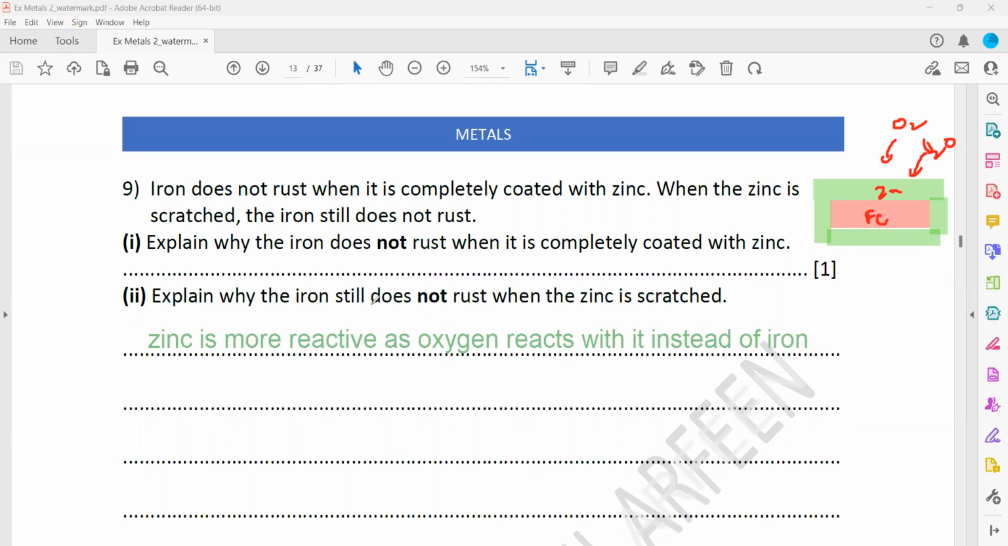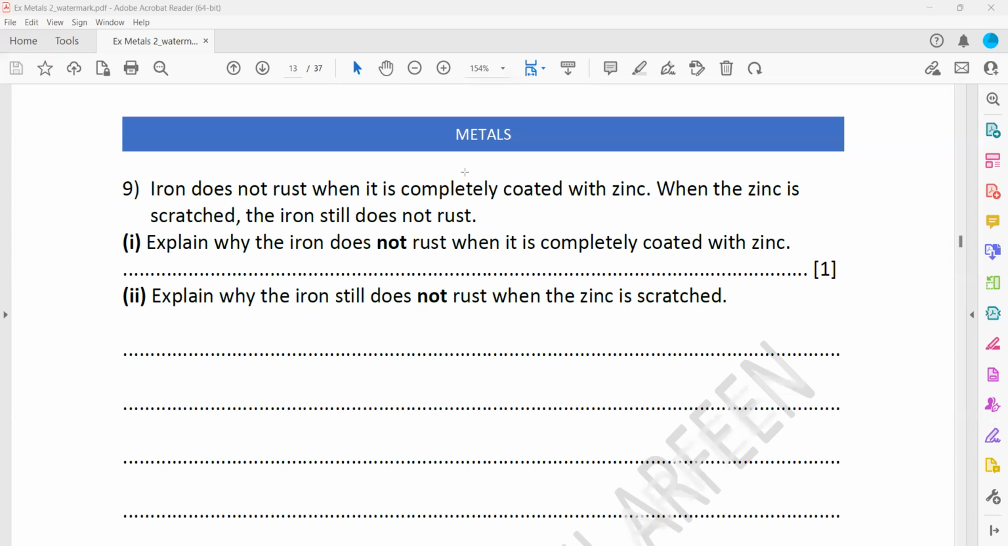So here we don't mention zinc is more reactive. Even if this was the same question, and they said iron does not rust when it is completely coated with copper, say this sentence was not there. So if iron does not rust when it is completely coated with copper, what is the reason for that? The reason is not about the reactivity. The reason is that the layer is preventing the oxygen or water molecules from interacting with the iron.